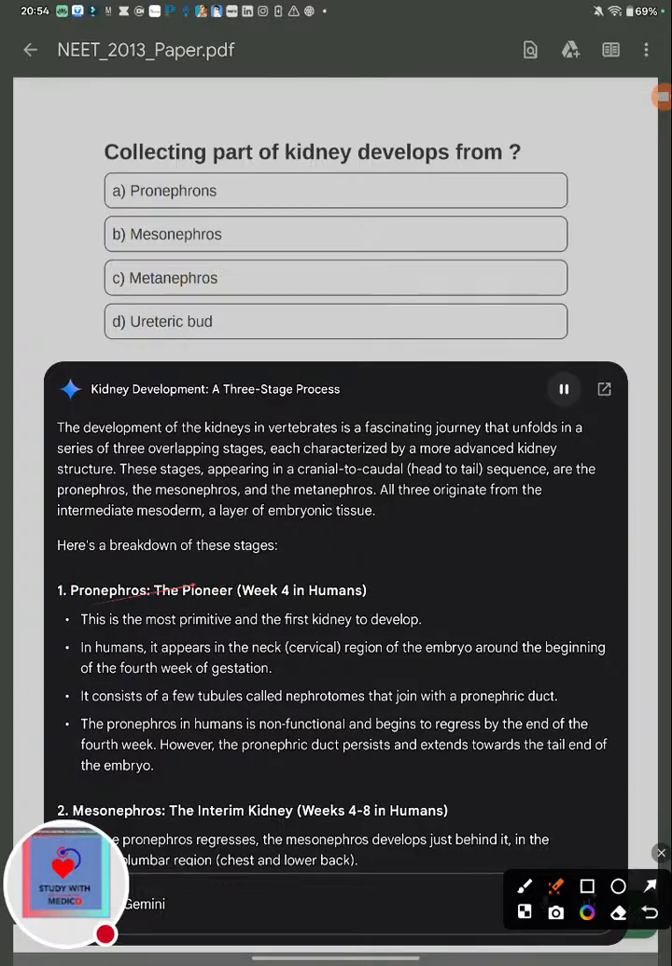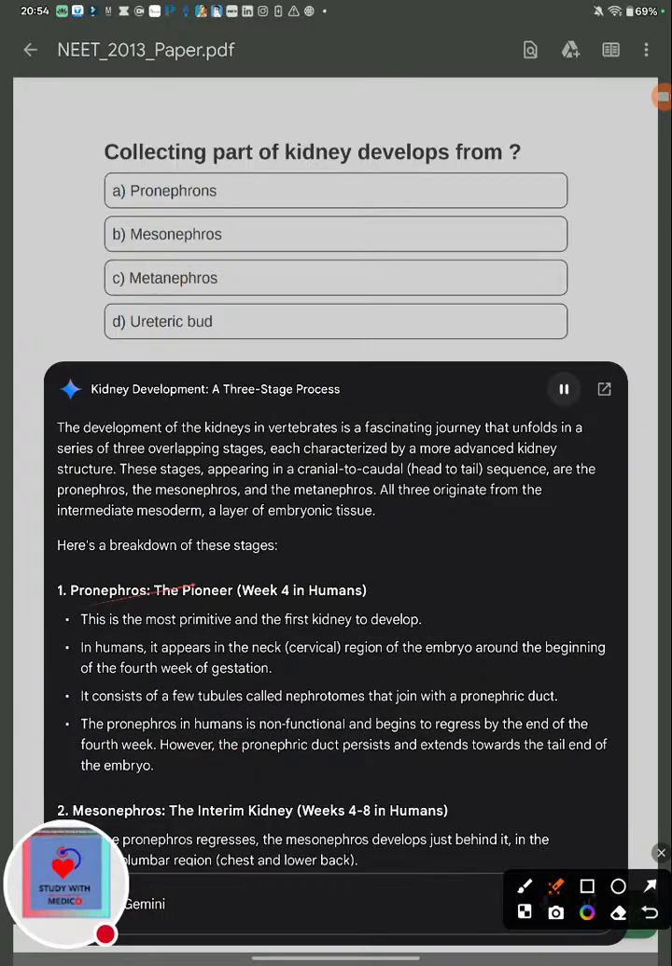1. Pronephros, the pioneer, week 4 in humans. This is the most primitive and the first kidney to develop. In humans, it appears in the neck, cervical region of the embryo around the beginning of the fourth week of gestation. It consists of a few tubules called nephrotomes that join with the pronephric duct. The pronephros in humans is non-functional and begins to regress by the end of the fourth week. However, the pronephric duct persists and extends towards the tail end of the embryo.